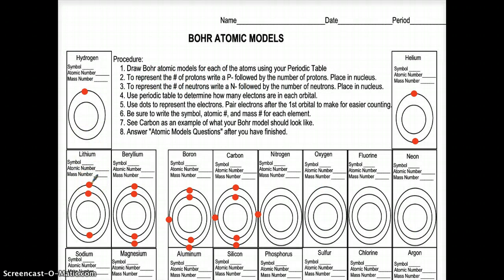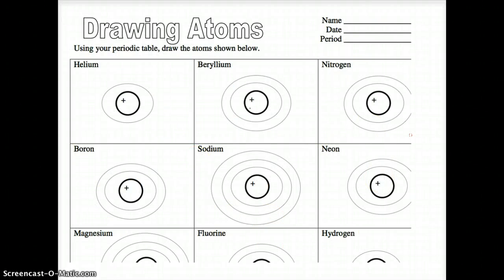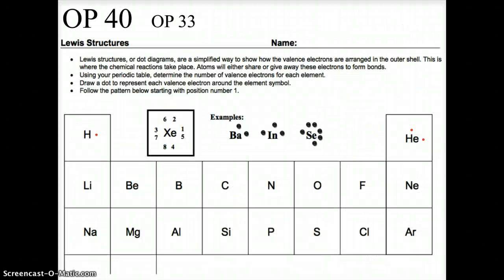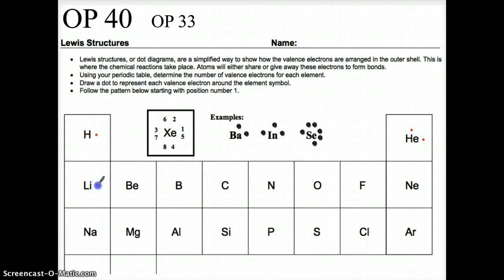You can also use anything that you need on your notes page to sketch these diagrams. If you are in Mrs. Brown's class and you don't have one of them, you can sketch anything that you need. Again, we're looking at lithium. Lithium has one valence electron on its outermost shell. So again, I'm going to put one dot here.